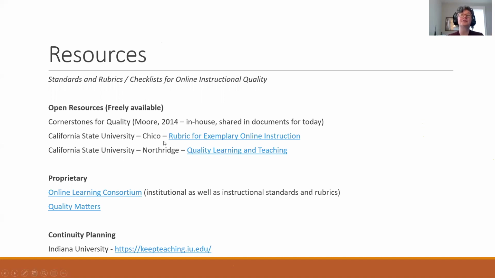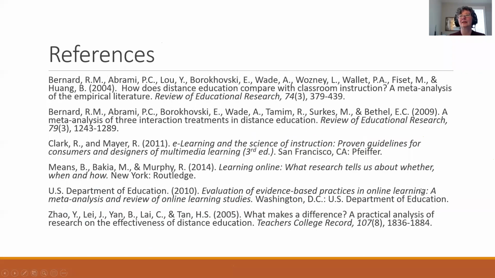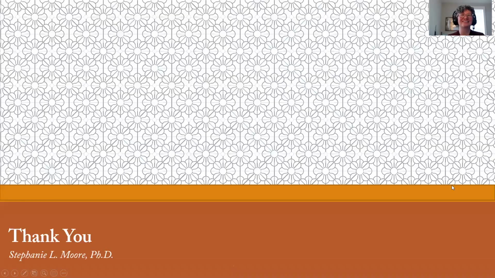I've linked you to some open ones here. This one's from Cal State Chico, and this one's from Cal State Northridge. These are excellent rubrics that are grounded in research. There are some proprietary ones that your university might want to look at, but you have to be a member and they do cost money. And then Indiana University created a great website for continuity planning during COVID. So I wanted to give that a shout out in case you found some good resources there as well. And there's all my references.